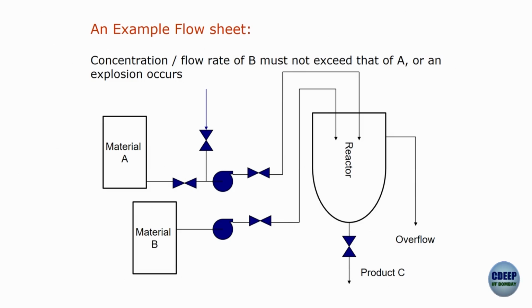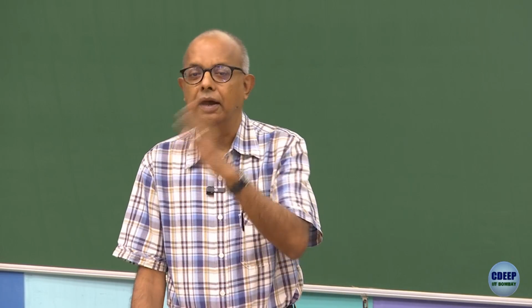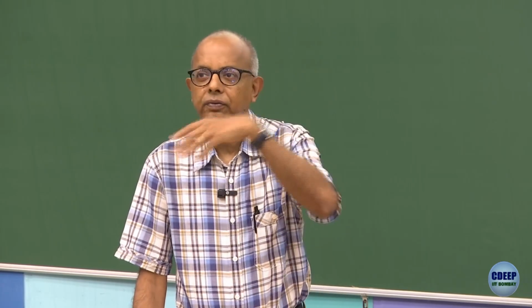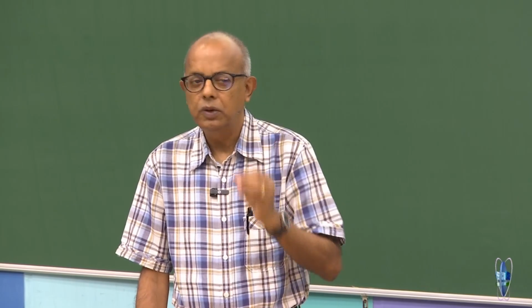Now, from the basic technology, it is known that the concentrations and flow rates of A and B have to be matched in such a manner that the rate of flow of B must not exceed that of A. If it does, there is a potential possibility of an explosion in the reactor. Now, it's a very simplified scenario. I give you this plant and tell you to figure out what can go wrong. You can start thinking of what will fail, but what is the best way to do it?